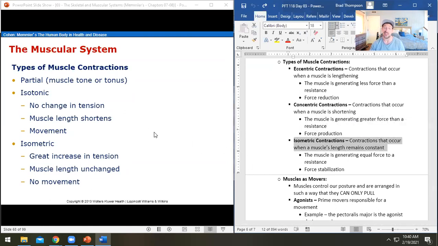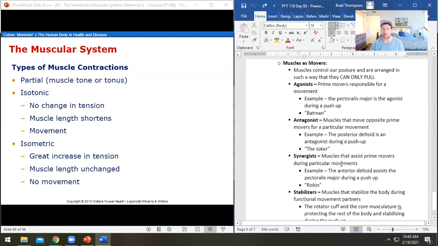And then we've got isometric contractions. Like I said, this is where it's equal, right? If I've got 10 pounds and I hold it right here for however long, I'm not letting my body move. I'm generating exactly as much force as is being applied. That is an isometric contraction. The muscle is generating equal force, or it is stabilizing.